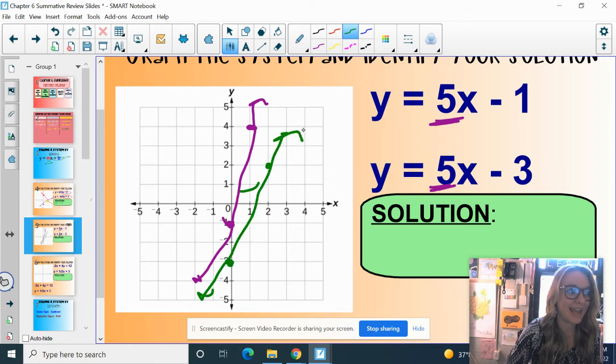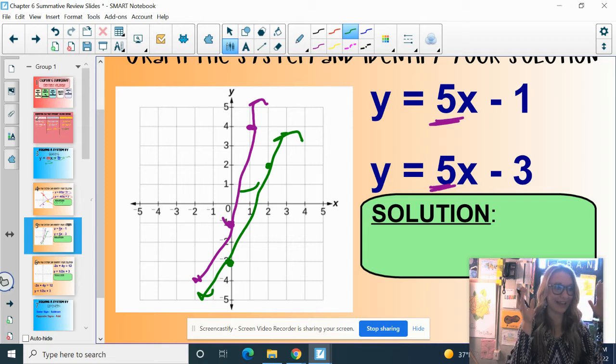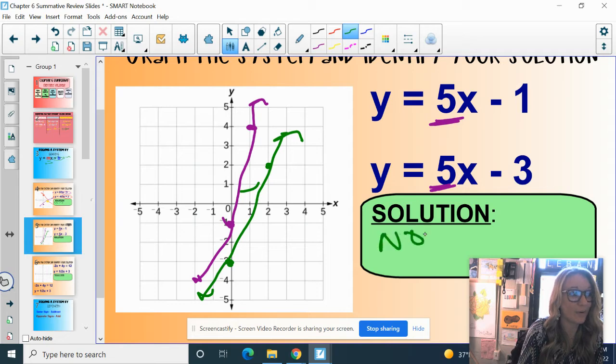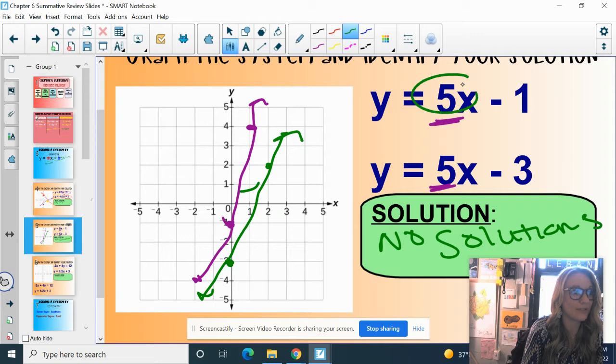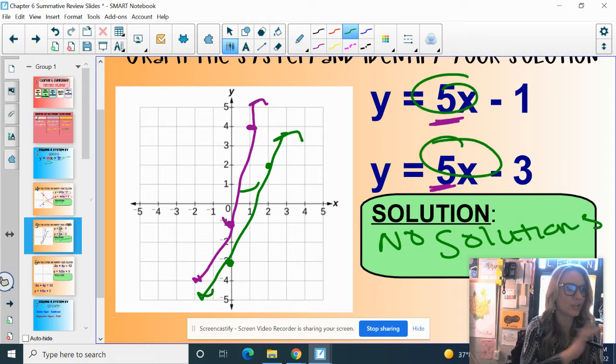Okay, those look like snakes, but those are supposed to be parallel lines. They never intersect, they never touch. That's going to be no solutions. So, my friends, you don't even have to graph this. As soon as you see 5x and 5x, same slopes, no solutions. They're parallel, they never touch.